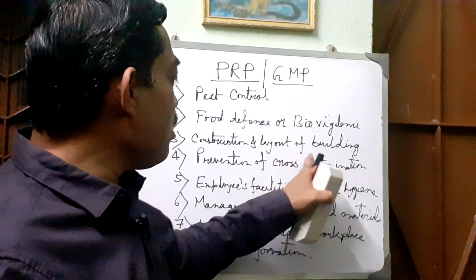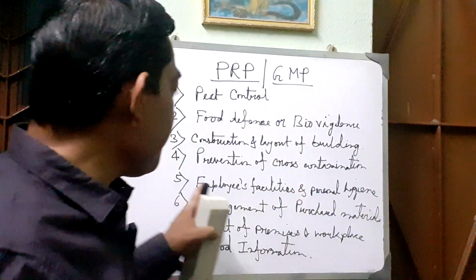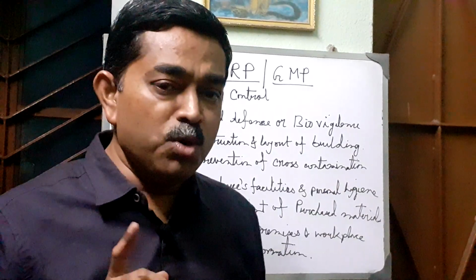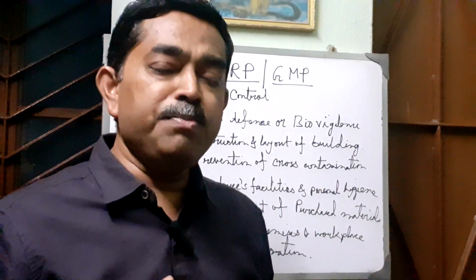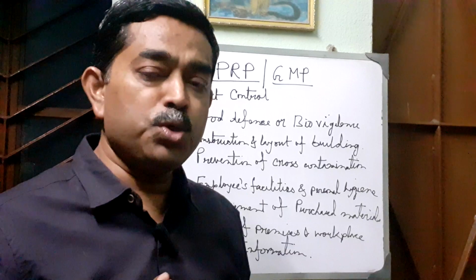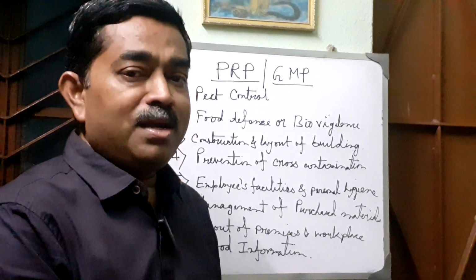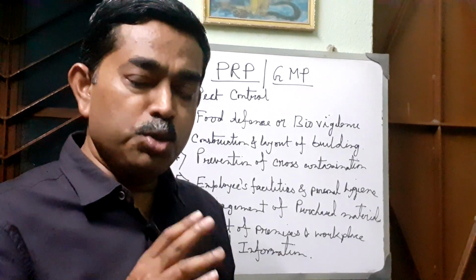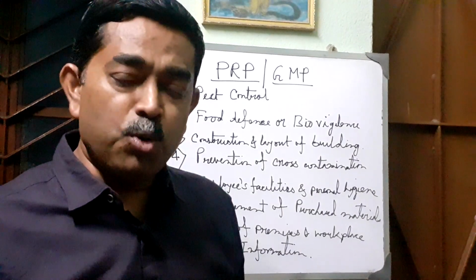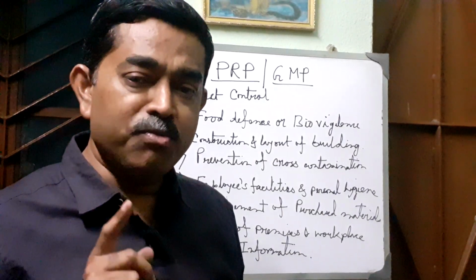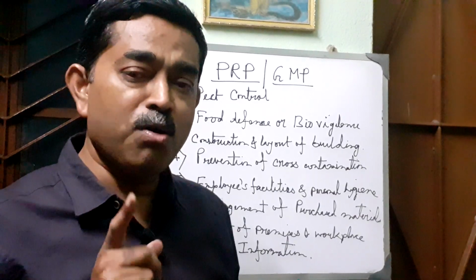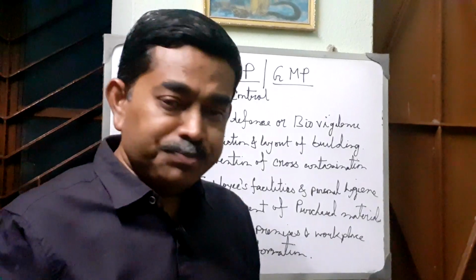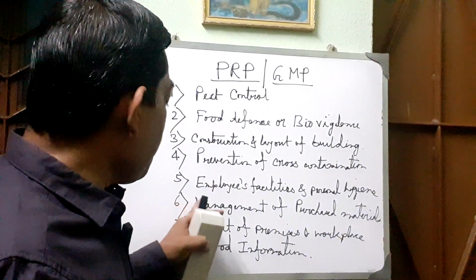Construction and layout of building is also important. For prevention of cross contamination, your ETP, effluent treatment plant, should not be near the main plant premises or a production unit. It should be away from the production unit. You should be careful about that during the construction and layout of the whole plant. So this is very important.